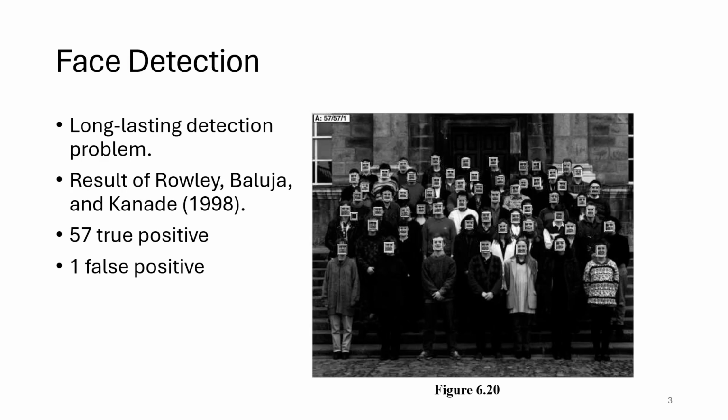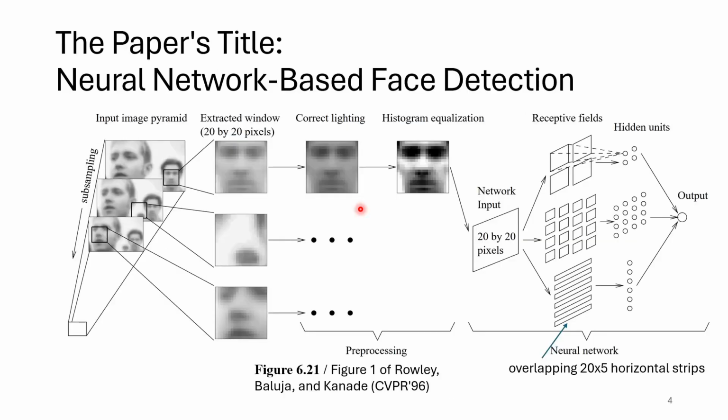In this image, there are 57 human faces, and all of them are correctly detected, including one false positive. And you can see the false positive is here. Okay, it's another face. So how was this algorithm designed? It used a neural network.